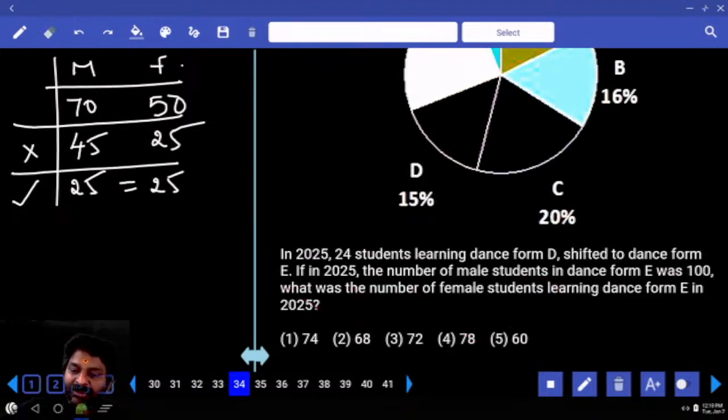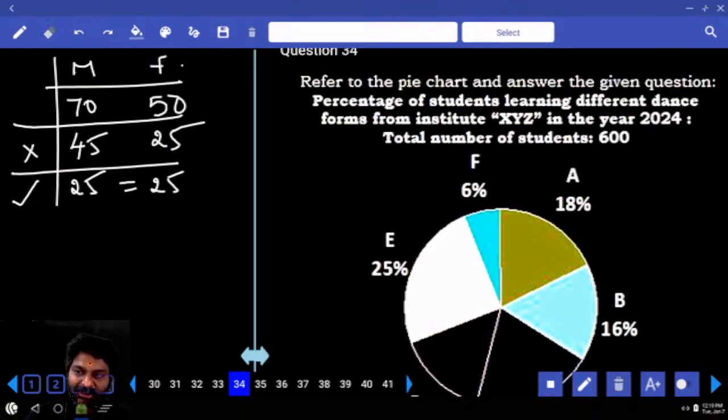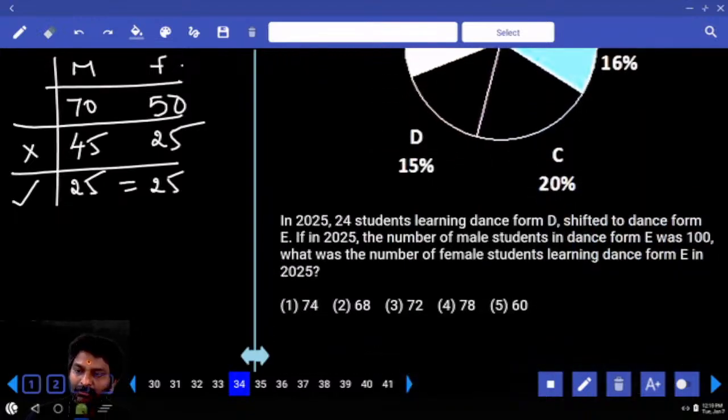In 2025, 24 students learning dance form D shifted to dance form E. If in 2025, male students in dance form E was 100, what was the number of female students learning dance form E in 2025? Given data is for 2024, right? Now, in 2025, 24 students learning dance form D shifted to E. 24 students, okay?